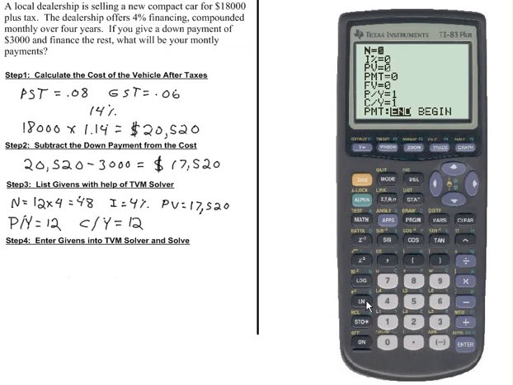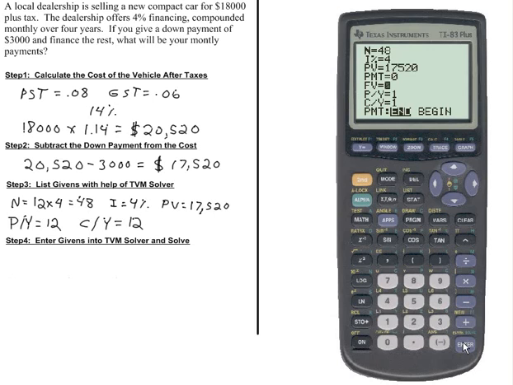All right, let's go for it. N we found to be 48. I'll hit enter. I is just the interest rate at 4%. Enter. Present value is important. It's the cost of the car after taxes and the down payment. Payment's what we're looking for in this question, so we'll leave that as a 0 and come back to it.